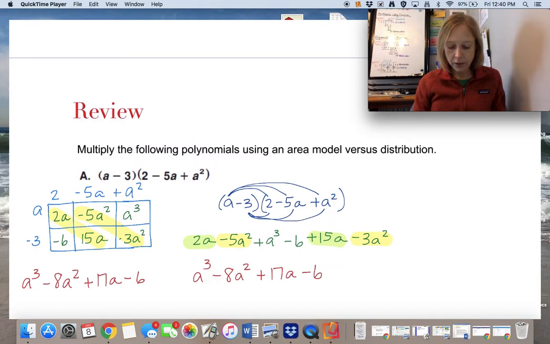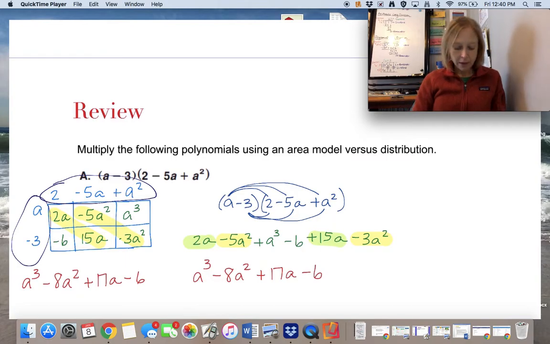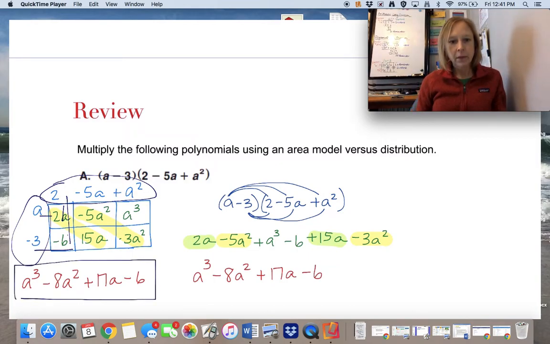So on the left, we have the area model, okay? We can see that our two multipliers are outside of the area model, and then we fill in each box with the product of the two things that line up. So here we've got a times 2 is 2a. Down below, we have 2 times negative 3 is negative 6. And we fill in our area model in that way. We combine like terms, and then we write out our final answer. So you maybe learned to multiply that way.